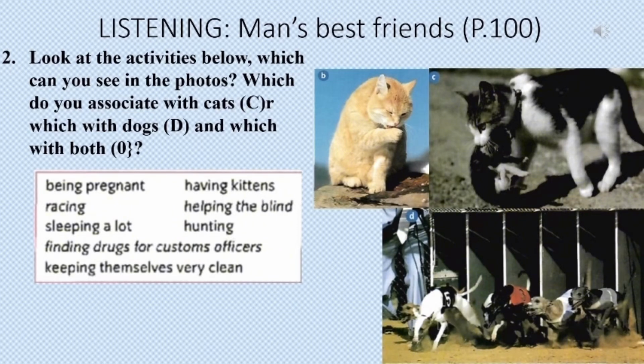Now look carefully at the photos. Which of these activities can you see? And which activities do you usually associate with cats? Write C. With dogs? Write D. Or with both? Write B. For example, having kittens, that's cats, so write C. You have 3 minutes to do this, then we'll check together.